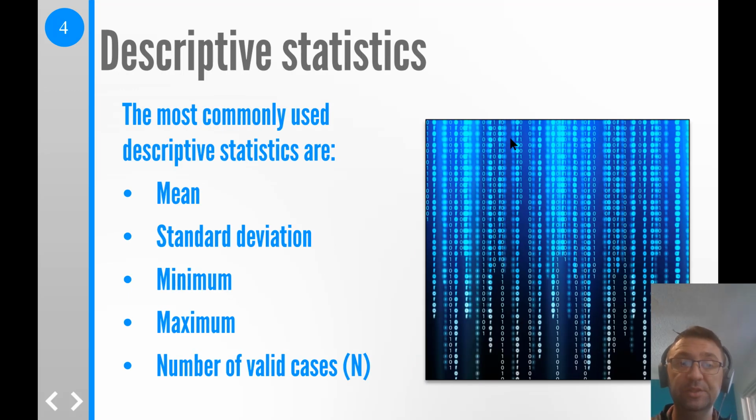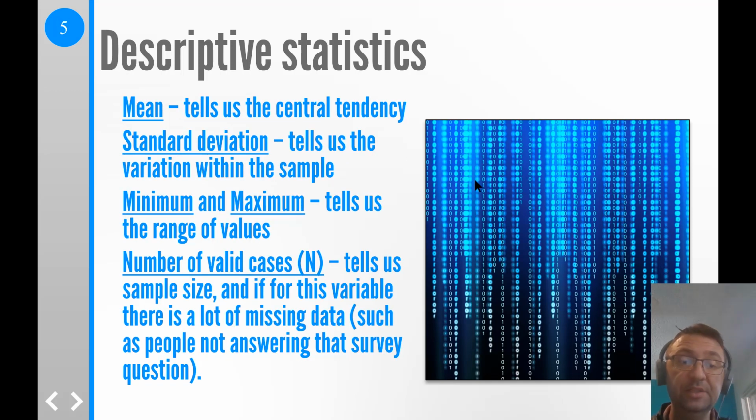Okay, let's go into descriptive statistics a little bit more. The most commonly used descriptive statistics are the mean, the standard deviation, the minimum value in a group, the maximum, and the number of valid cases. The mean tells us the central tendency, so approximately where is the center of this group. Standard deviation tells us about the variation within the sample. Minimum and maximum tell us the range of values. And the number of valid cases tells us the sample size.